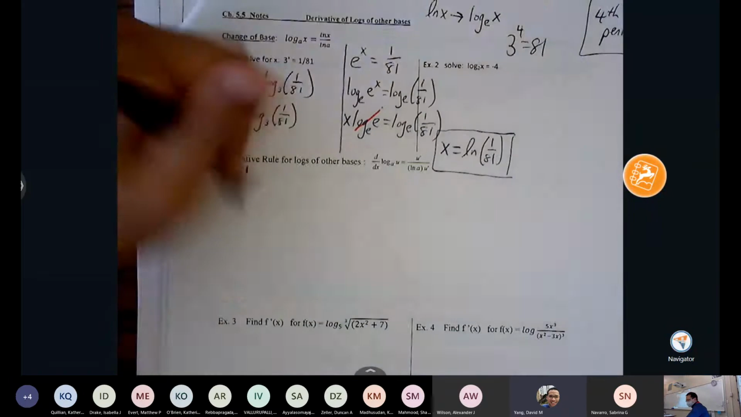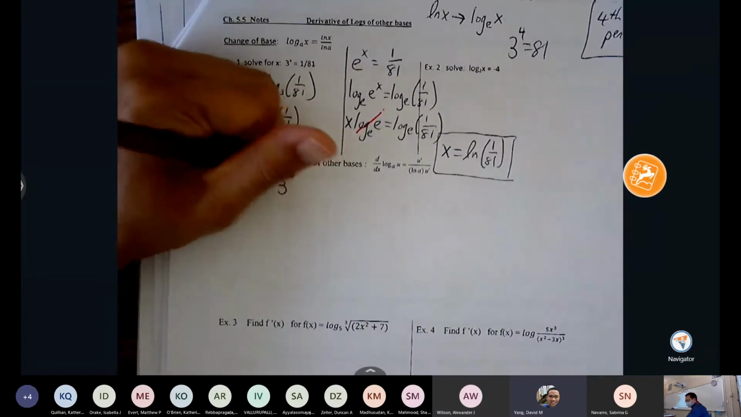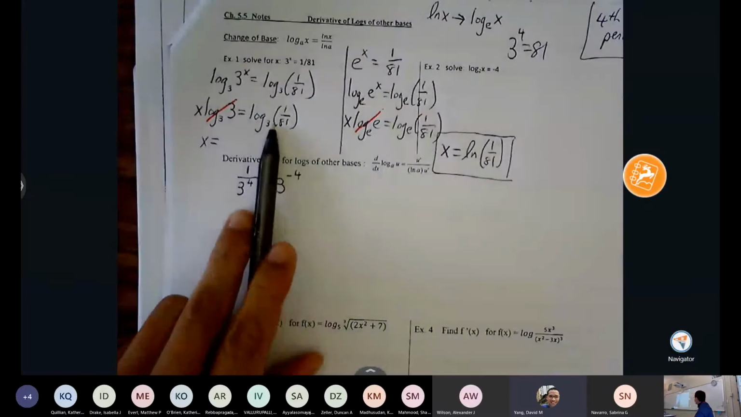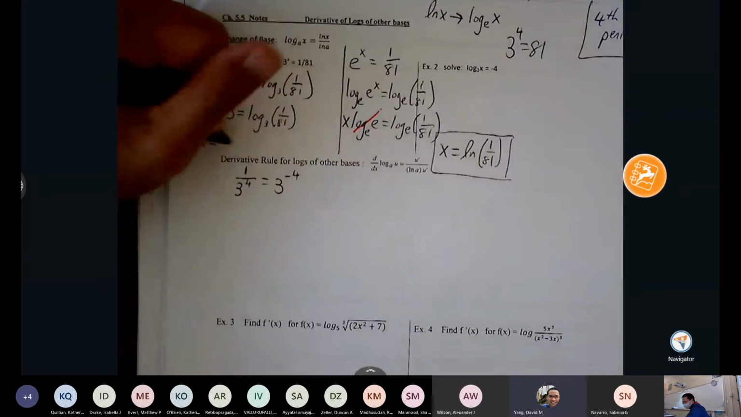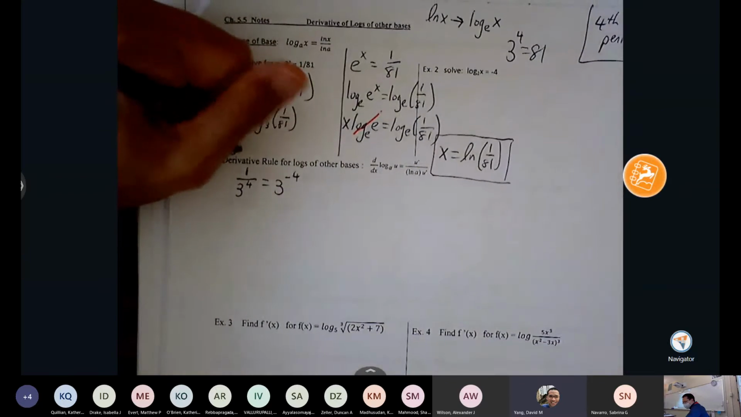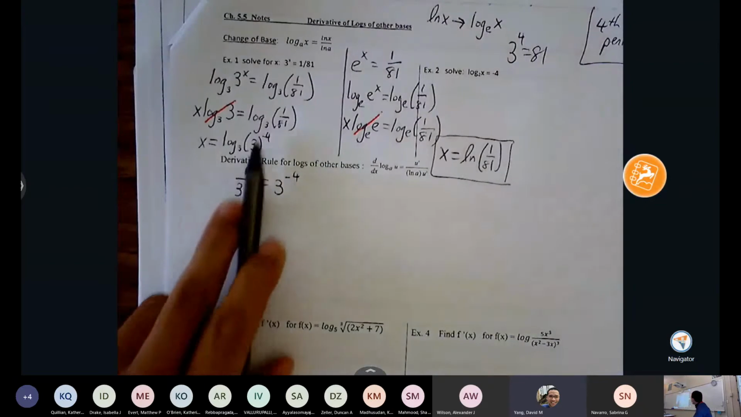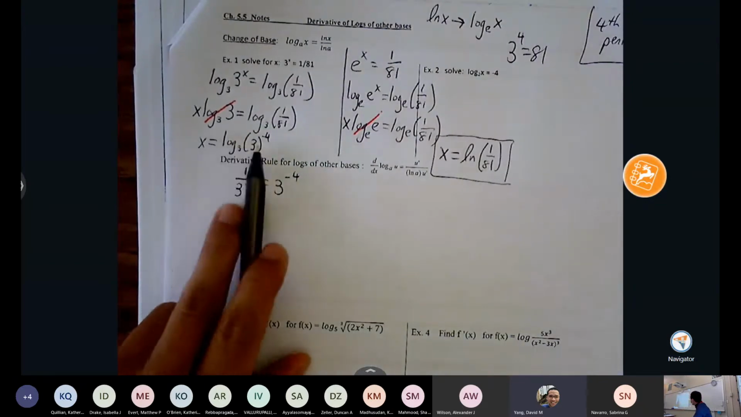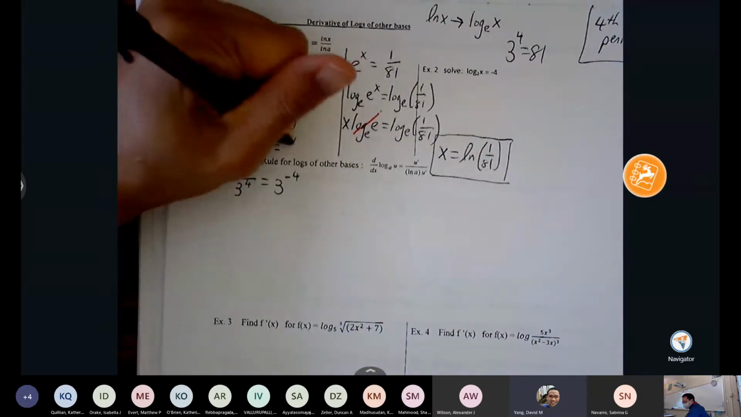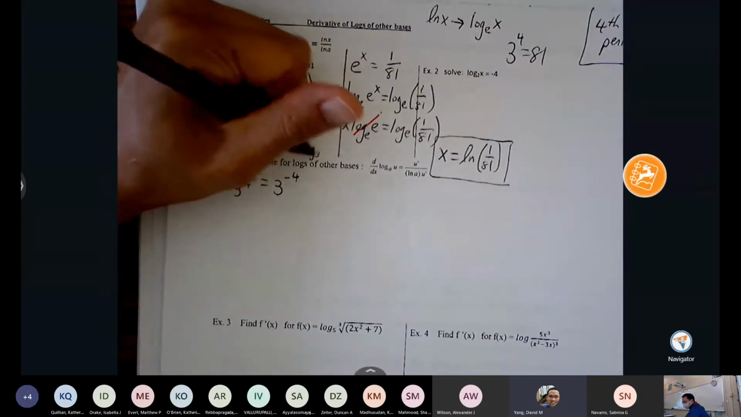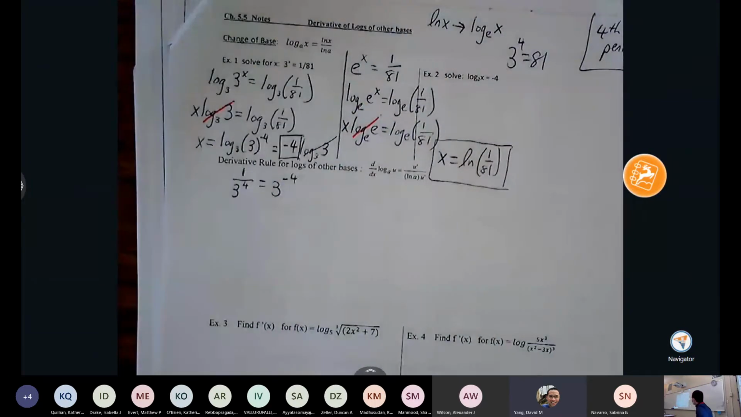And stealing some of the space below here, but 1 over 3 to the 4th is the same thing as 3 to the negative 4, right? So I can rewrite this 1 over 81 in the form of 3 to the negative 4, and that is a nice form to have because it matches our base. We can bring the negative 4 down in front. We know what happens with log base 3 of 3. So the answer is just negative 4. Cleans up nicely.